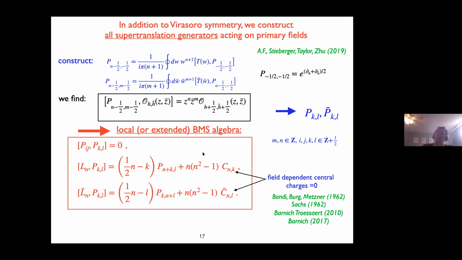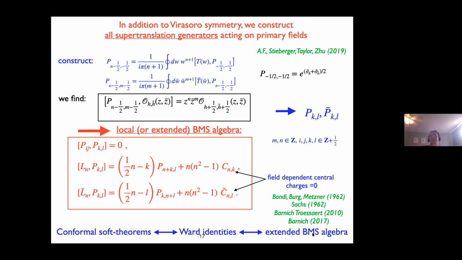We have no central charge terms. And this is basically what we call the extended BMS algebra. It has super translations and super rotations. So now we have basically shown that conformal soft theorems lead to Ward identities, and Ward identities lead to an extended BMS algebra, which was our target.